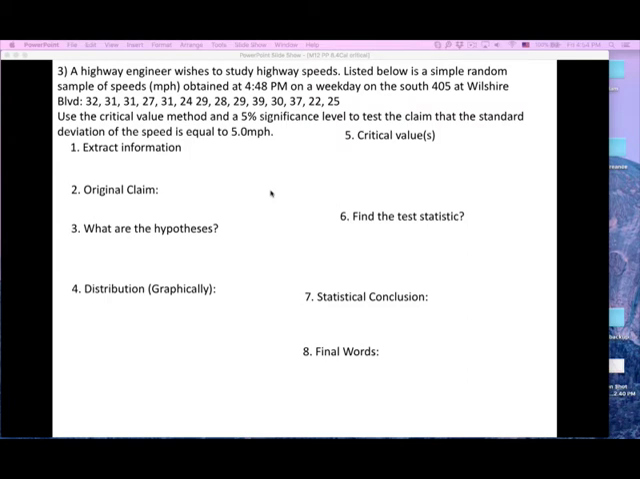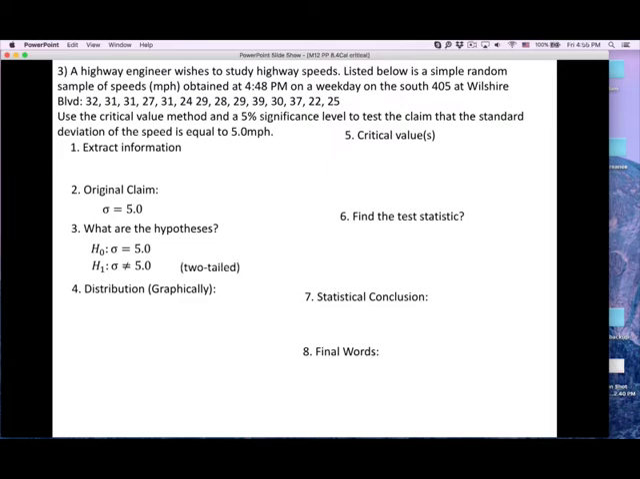Okay, so first, find out the claim statement. The claim statement will be here, right? Test the claim that the standard deviation of the speed is equal to 5 miles per hour. Okay, so now we know we're working on standard deviation. So standard deviation equal to 5 miles per hour. Okay, figure out the null and alternate hypothesis. And that will be two tails again.